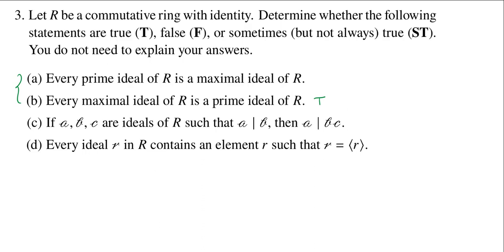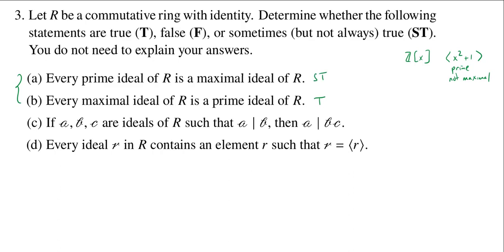But sometimes it is. For example, if you're working in the integers, then every prime ideal is maximal. On the other hand, let's say you're working in the ring of polynomials with integer coefficients, and you look at the ideal generated by x squared plus 1. This was an example we did in class. This is prime, but this is not maximal. All right, so this is sometimes true.